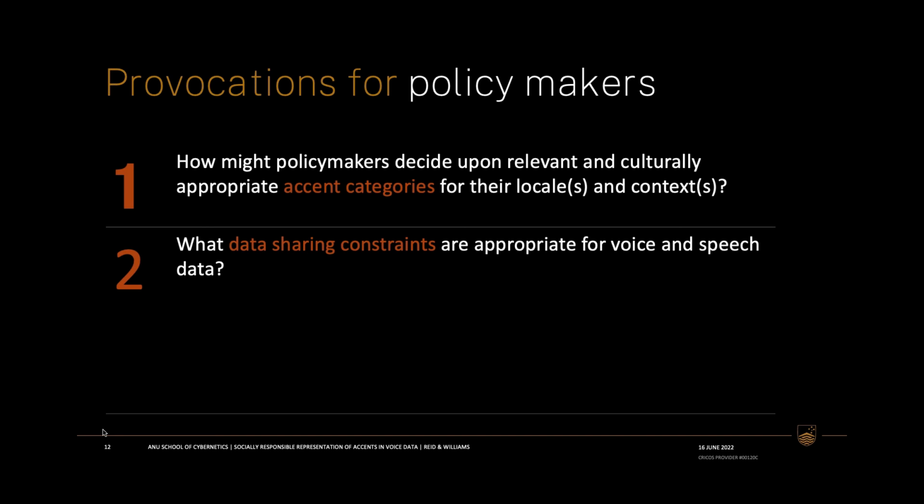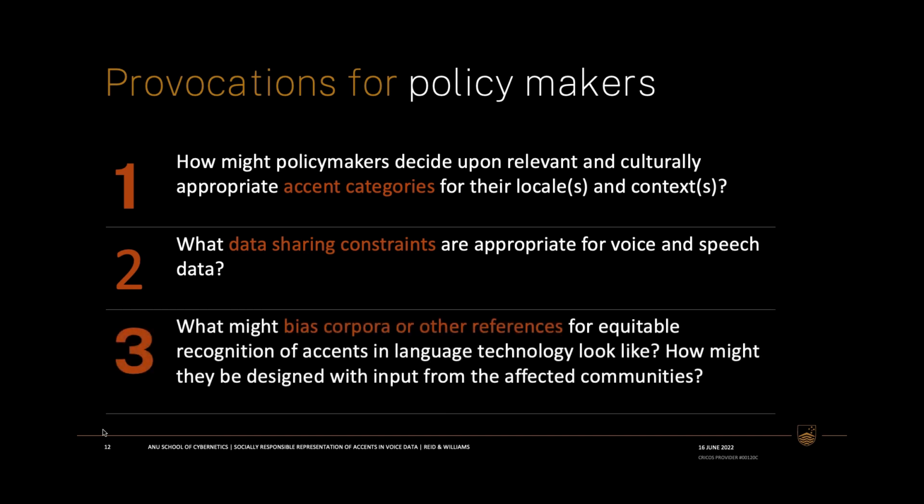Next, policymakers need instruments to ensure accountability. There's been little work done to date on providing benchmarks or points of reference against which regulators and auditors might assess accent bias in datasets or in trained models. What might bias corpora or other references for equitable recognition of accents in language technology look like? And how might they be designed with input from the affected communities?